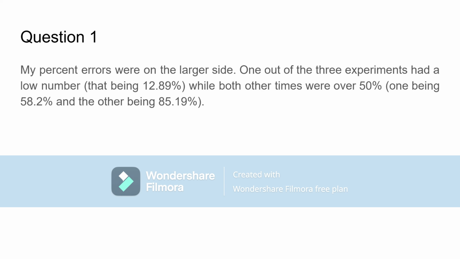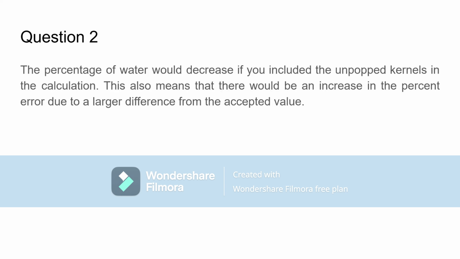And for question 1, I said that my percent errors were on the larger side. 1 out of the 3 experiments had a low number, being 12.89%, while both other times were over 50%, one being 58.2 and the other one being 85.9.